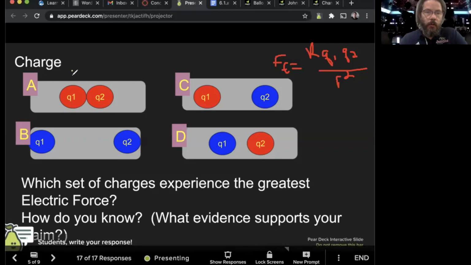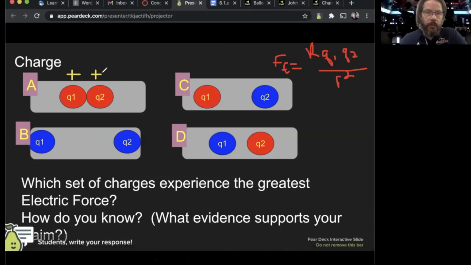Right here we have a positive and a positive. Here we have a negative and a negative. Here we have a positive and a negative. So this is Q1, Q2, and we're just going to substitute those into the equation. A positive Q1 times a positive is going to equal what? What's a positive times a positive? Tell me in the chat.